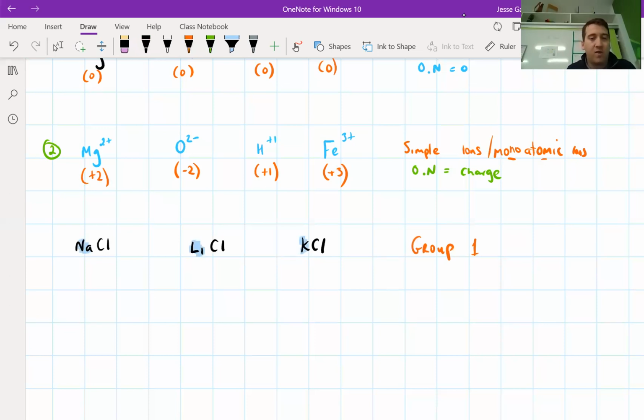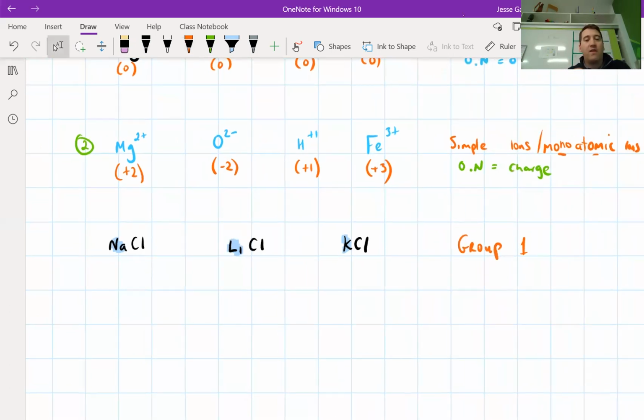So again, you should know from our previous studies that anything in group 1, sodium, lithium, potassium are all metals, and metals always lose electrons. And that's because they have very low electronegativities and very low first ionization energies. So it's very easy to remove electrons from these things. So definitely going to lose electrons and become positive ions. So they're going to have positive oxidation numbers.